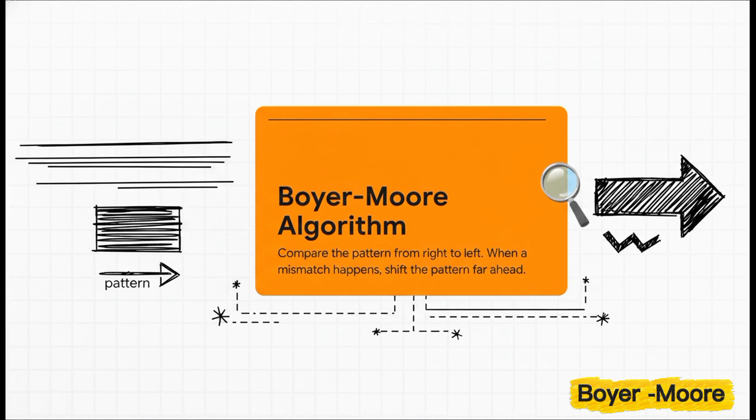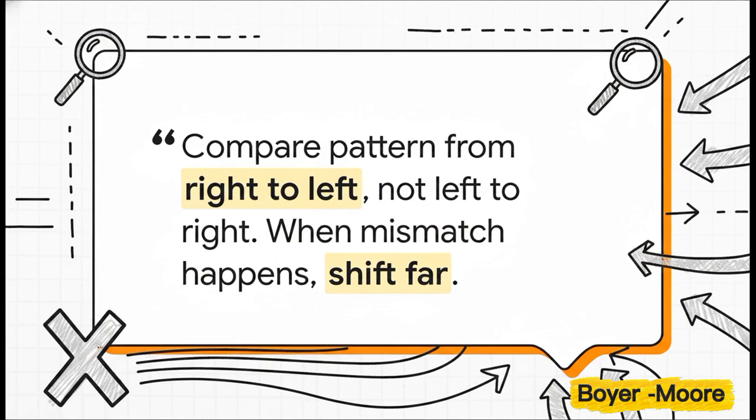By starting at the end of the word, it can use any mismatches not as failures, but as valuable clues to leap way, way ahead in the text. And that right there is the core genius of this whole method. Everything flows from this one counterintuitive move. By checking the last letter of your pattern first, you gain this incredible advantage when you find a mismatch, because that mismatch tells you exactly how far you can safely jump ahead.